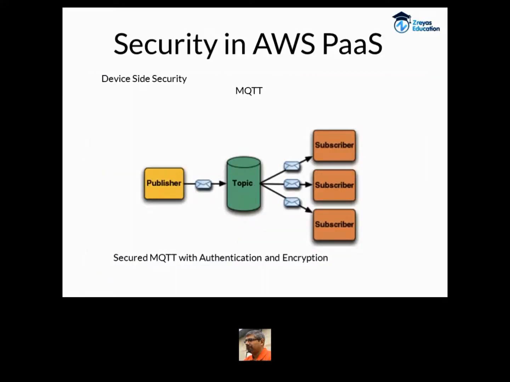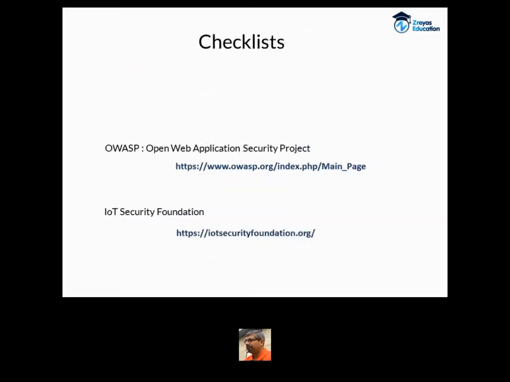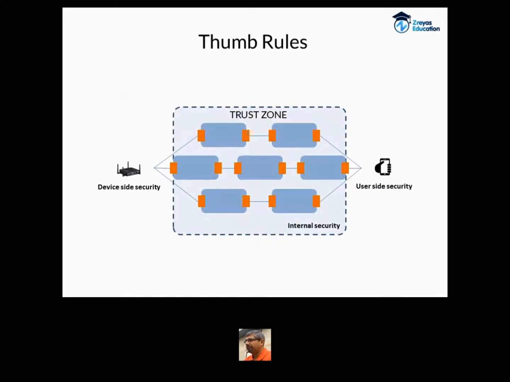So now let's look at the demo of AWS. So how do we ensure that in AWS? If we look at the thumb rule that I established a little bit earlier, we're looking at the user side security as well as the device side security and the internal security. I'll just give you a brief of how these are achieved in an Amazon system.